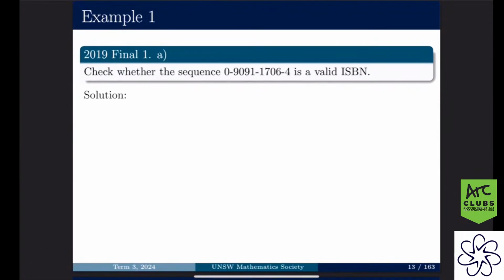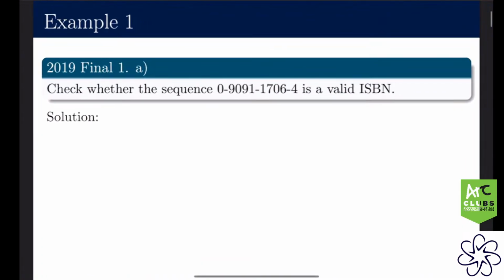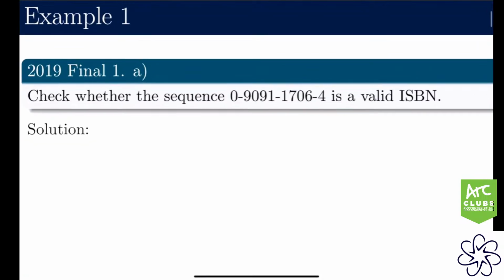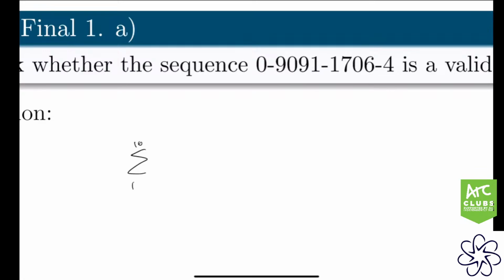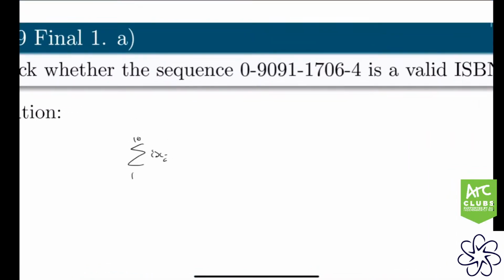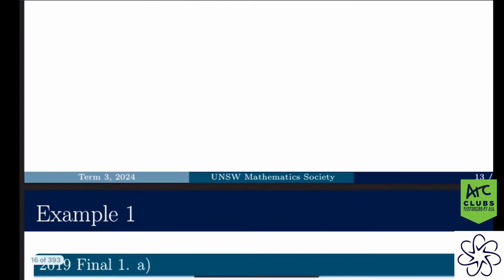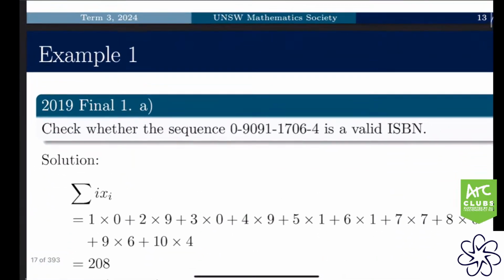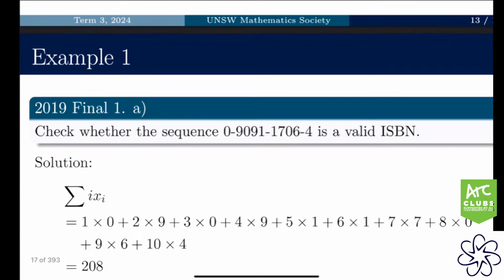Okay, so codes like this are important because they can appear in the final, and as we just discussed, the question could be like checking if there's a valid ISBN. So just before, we would sum all of the numbers and check what this is. Writing this out again, it would be 1 times 0 plus 2 times 9 plus 3 times 0, and so forth. And if we look down here, this is equal to 208, right?